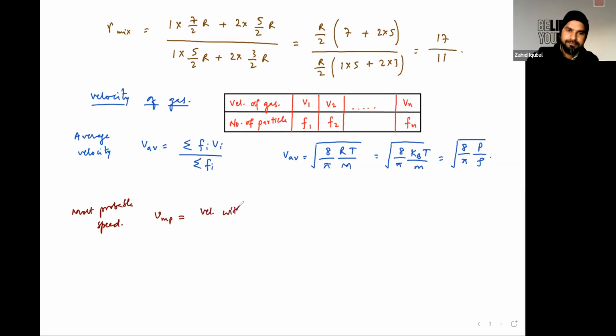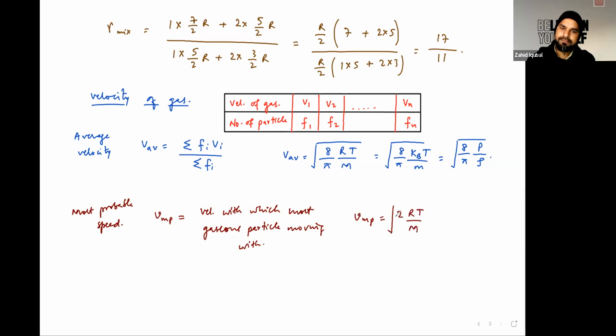The velocity with which most gaseous particles are moving is called most probable speed. In terms of whole volume, VMP is equal to root under 2RT divided by M, root under 2 kBT divided by m, or simply root under 2P by rho.